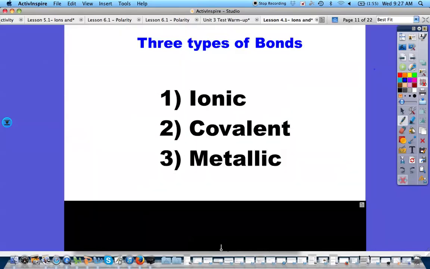We have 3 types of bonds: ionic, covalent, and metallic. We're going to focus on ionic and covalent bonds in this course.